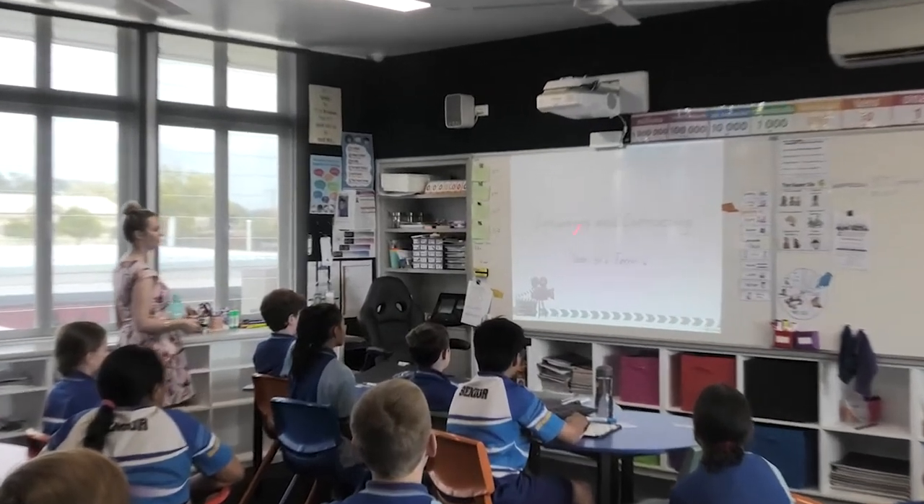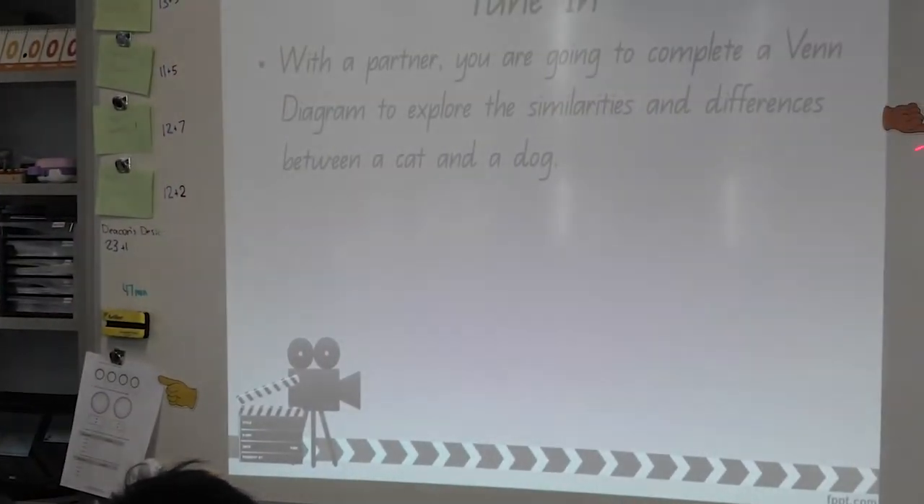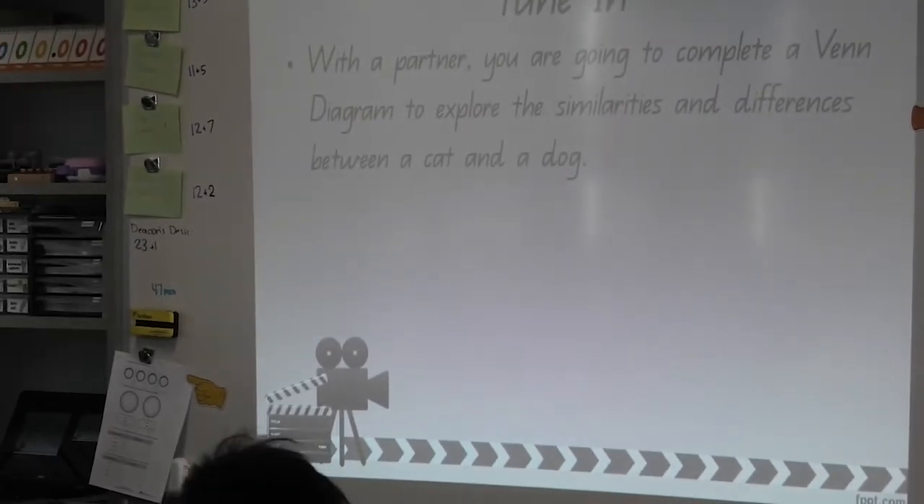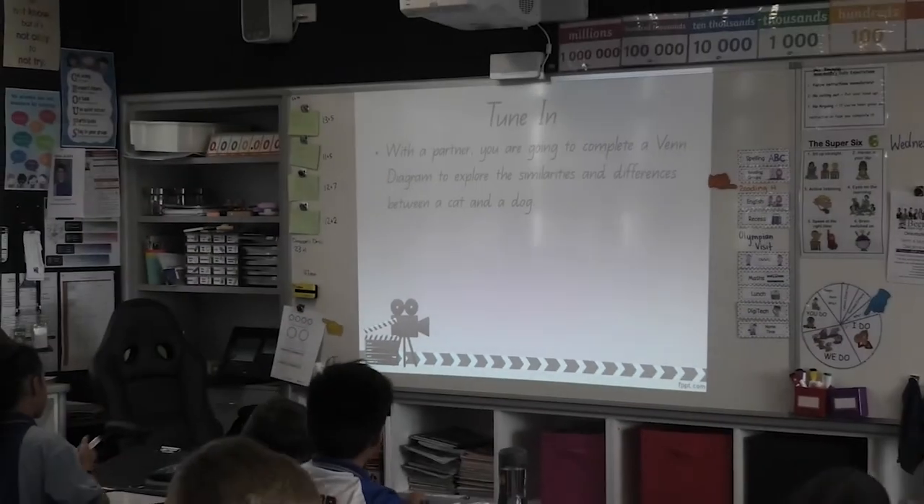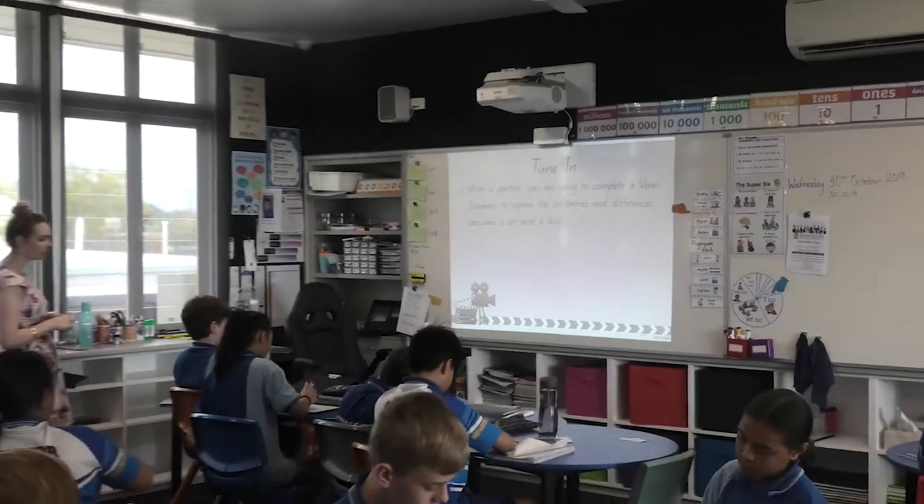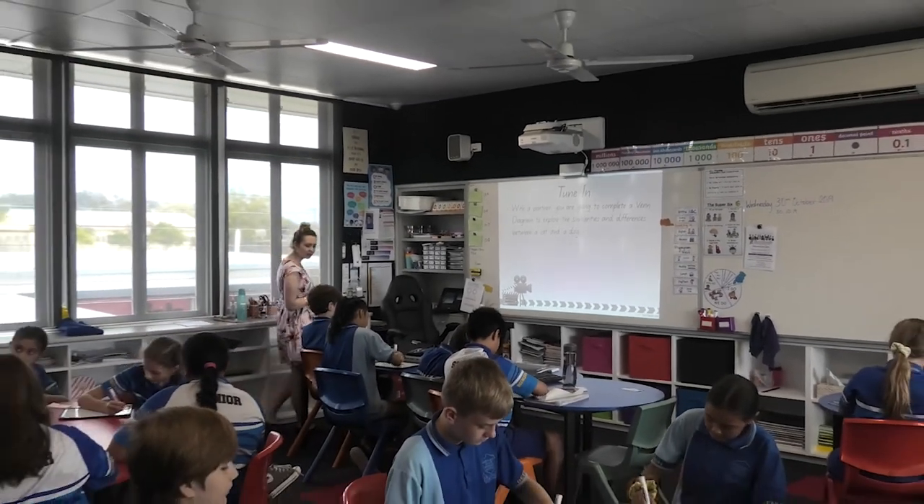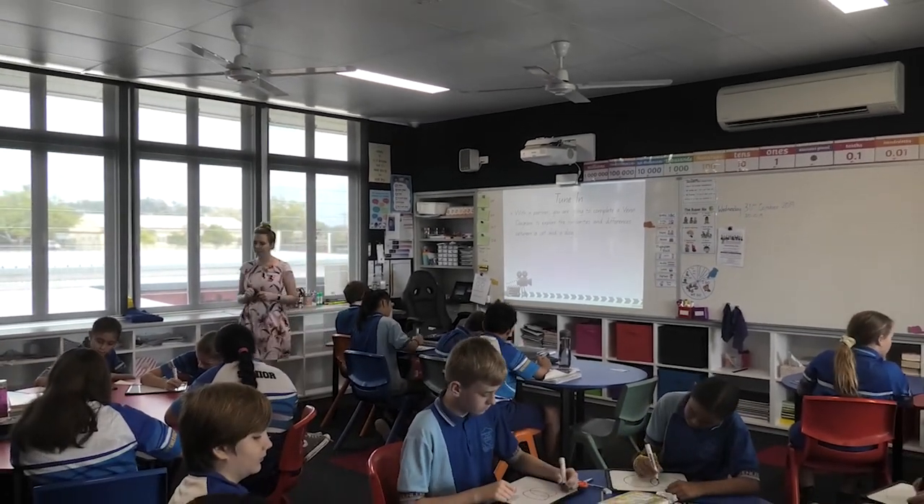What are we looking at? Comparing and contrasting. Beautiful. With a partner, grab your whiteboard. You are going to create a Venn diagram looking at the similarities and differences between a cat and a dog. Off you go. Write down as much as you can. If you need to be talking, you are whispering.